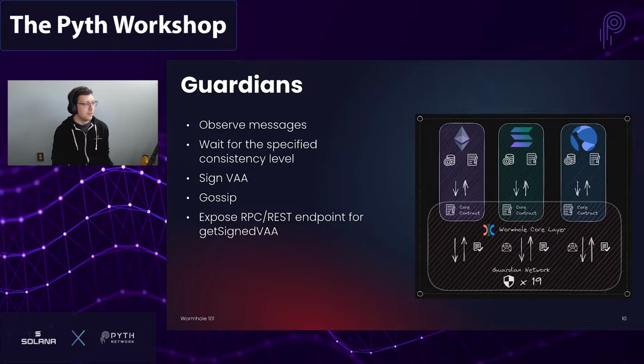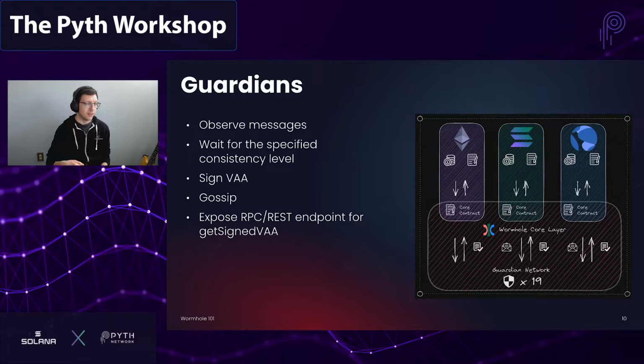So what do the guardians do? Well, they're running each of these nodes. Every guardian is running a node for each of the supported chains, and that allows them to firsthand witness transactions that occur on those nodes. So they're watching each of those core contracts for transactions that involve them, to watch the logs that they emit.